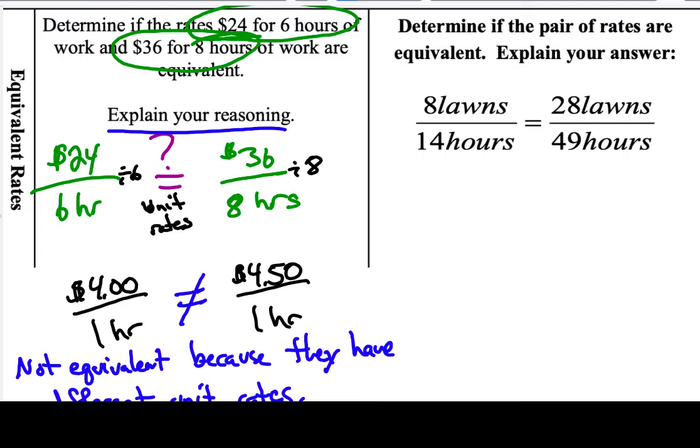All right, next one. Determine if the pair of rates are equivalent. Explain your answer. So this one's just like the last one. The only difference is the rate's already set up for us. We just have to do the work of comparing them. We want to know, are they equal? Well, I always start with method one. Could I simply just multiply by something or divide by something to get from one to the next? Well, to get from 14 to 49, I'd end up having to multiply by a decimal. It's not going to go nicely for me. So again, that method's not going to work.